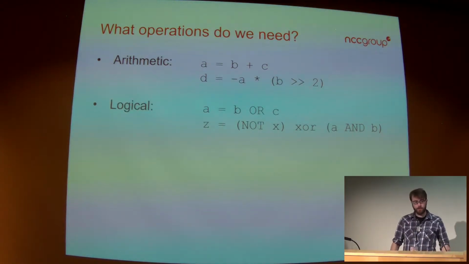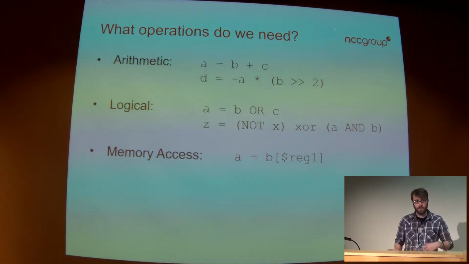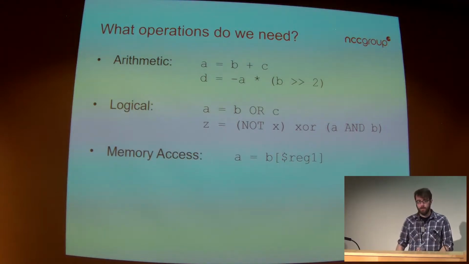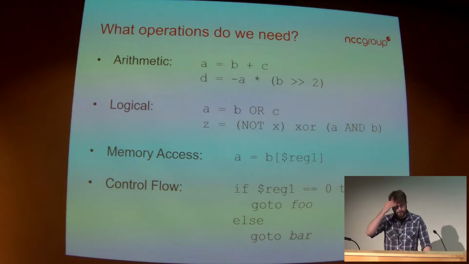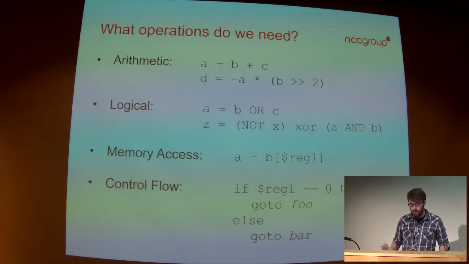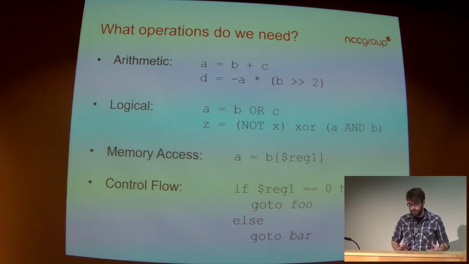Logical: A is true if B or C is true. Then we get the more complex things like XOR. We need to be able to access memory, so we need to be able to say we want to go to the location referenced by variable B, and then index into that array by some value that's in a register. And of course we need control flow. So if we test some value, null or 0, we'll go do this, like our error handling, otherwise we'll go do something else. Put all these things together, and that's how we execute stuff.